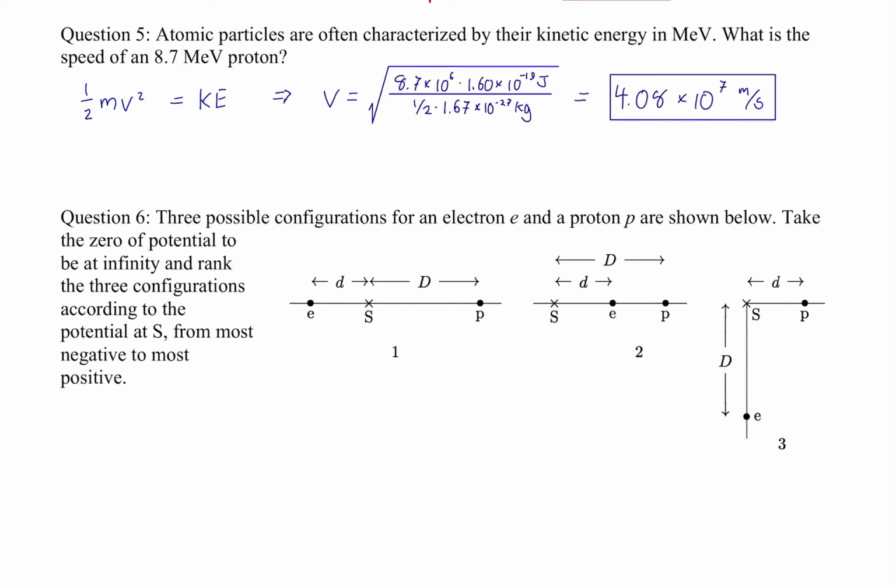We're just going to solve for the velocity. It is 4.08 times 10 to the 7 meters per second, and that is the same as 40,800 kilometers per second. Okay, notice here that I converted the energy over to electron volts with this expression right here. Okay, all right, question 6.